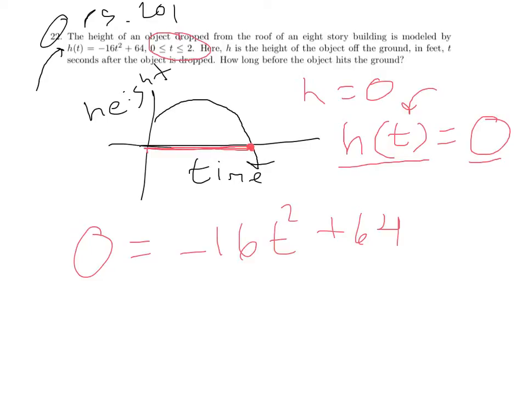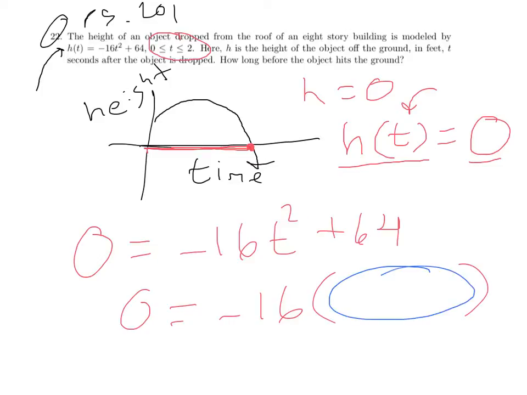Obviously if you get a negative answer, we can't have a negative time, so we're going to throw that answer out the door. Alright, a little hint: you can use the quadratic formula, but I would probably just factor out a negative 16, and you could go ahead and do the rest. Whatever you're left with in there, set that equal to 0 and solve. Alright, let's see what you guys come up with. Have fun.